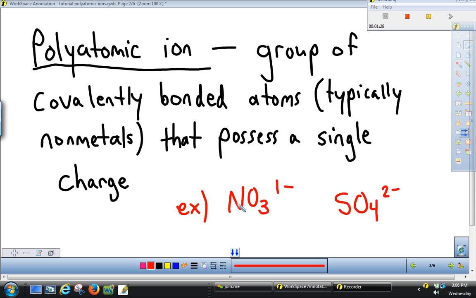So here I have 2 examples of polyatomic ions, groups of atoms. Here we have nitrate, NO3, so a nitrogen atom linked up with 3 oxygen atoms. So 4 atoms bonded together that have 1 more electron than protons. Alright, so they have 1 more electron given a -1 charge. Here's another one, sulfate, SO4, so 5 atoms, a sulfur atom and 4 oxygen atoms. Together they have a -2 charge. They have 2 more electrons than protons.